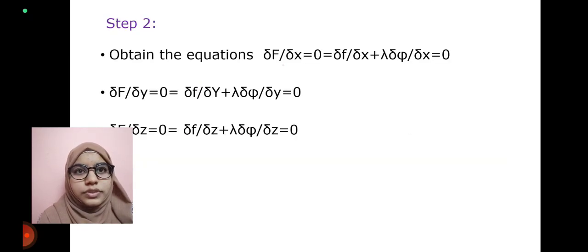Next, step 2. Obtain the equations: dou F by dou x equals 0, which implies dou f by dou x plus lambda dou phi by dou x equals 0. Similarly, dou F by dou y equals 0 implies dou f by dou y plus lambda dou phi by dou y equals 0. Similarly, dou F by dou z equals 0 implies dou f by dou z plus lambda dou phi by dou z equals 0.